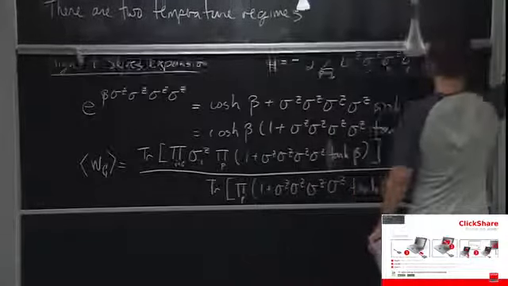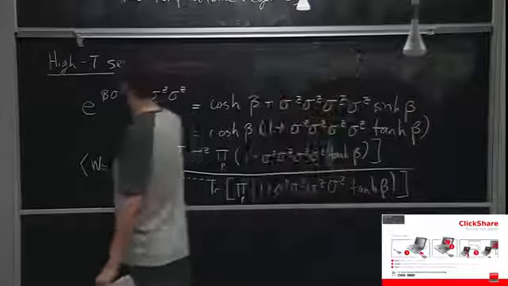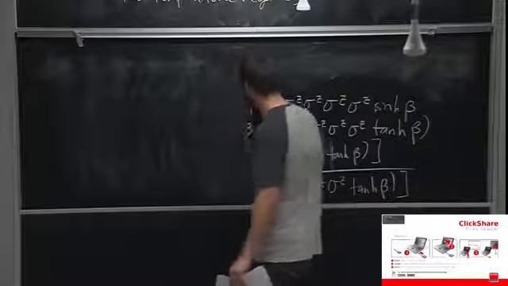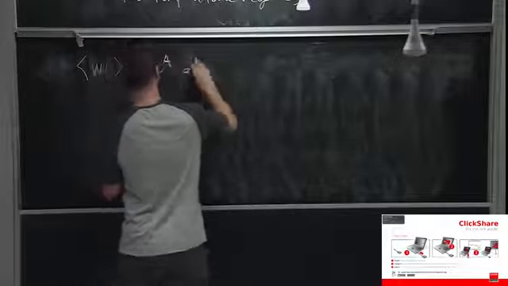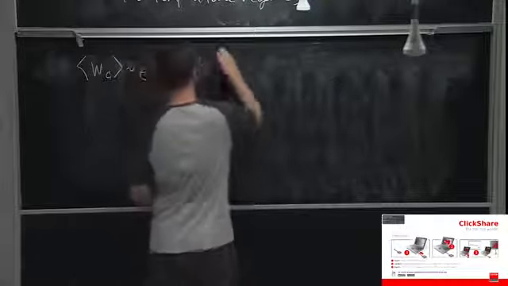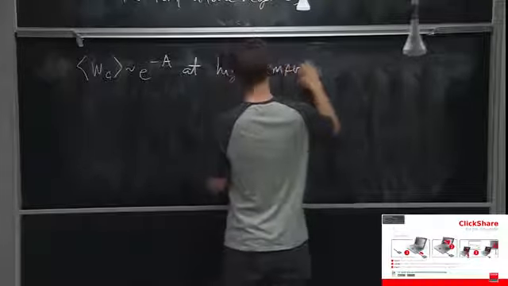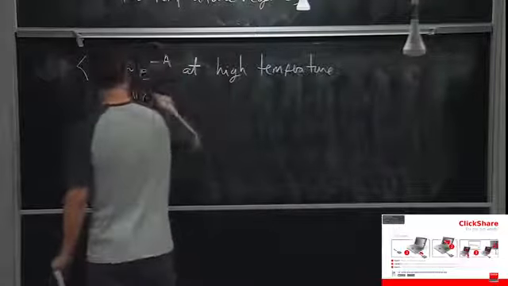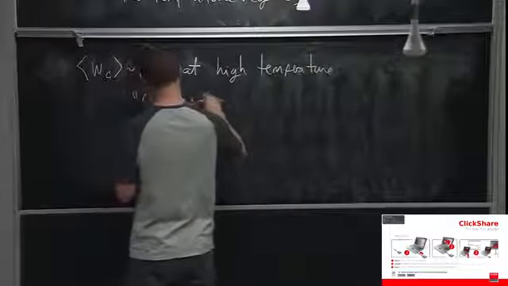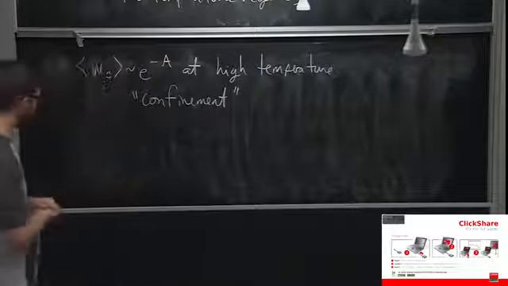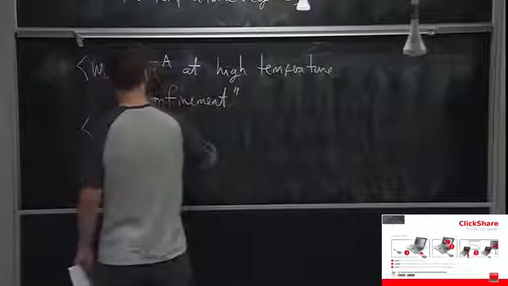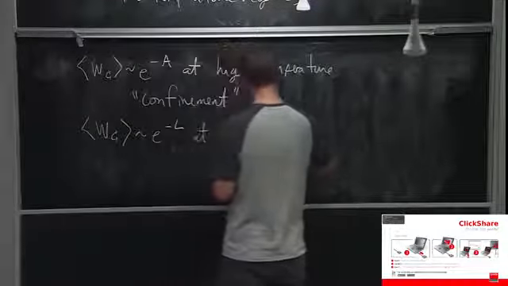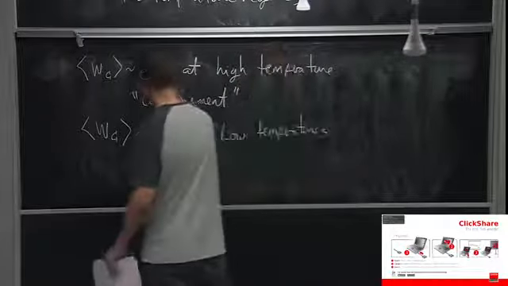So the two temperature regimes are high temperature and low temperature. The exponential decay of the Wilson loop qualitatively changes to go from the perimeter to the area at high temperature. We'll talk about this, but this is the equivalent of the confinement phase, or confined phase, from the U1 gauge theory. But for low temperatures, you have the minus L. Deconfinement.